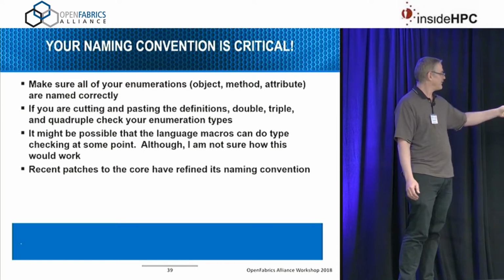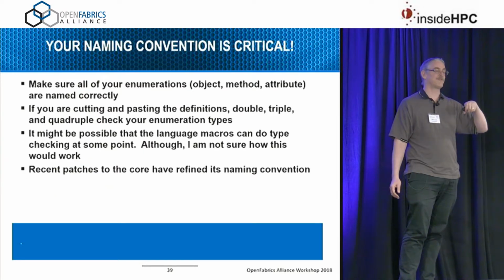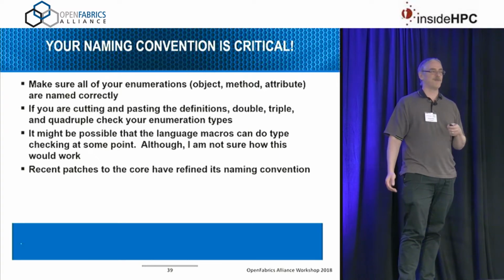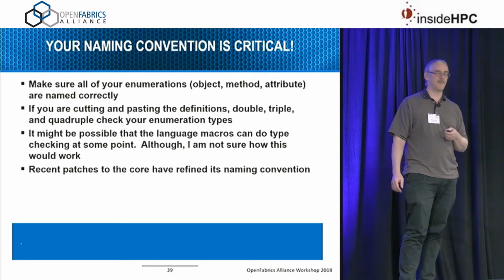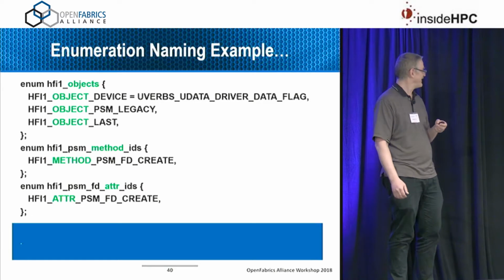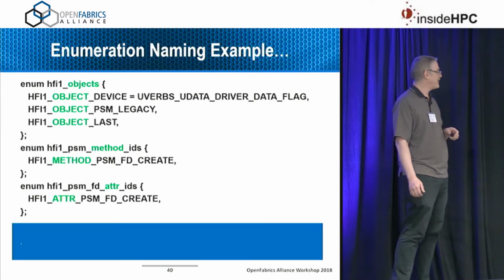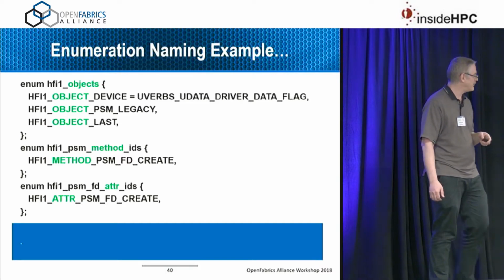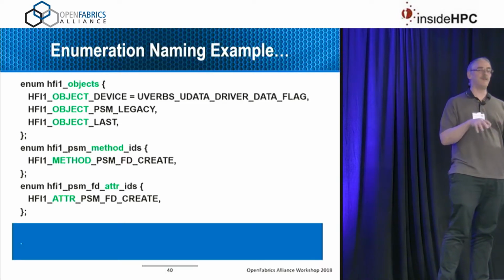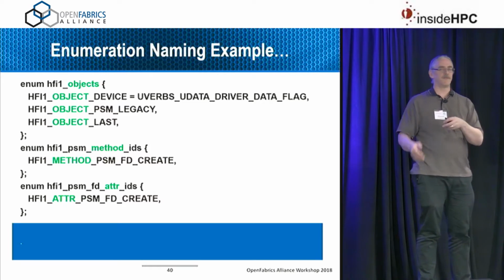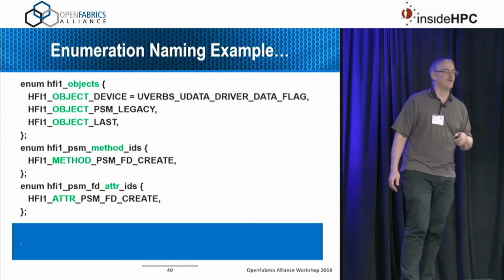And the recent patches that have come through the core have actually done exactly the same thing. And I was a little bit gratified to find that I had the same naming convention that they were using. So I put it in. You want to call your objects, your methods, your attributes. Make sure that you put them in there so you can really see them. So when you actually put them in all the different data structures or macros, you know exactly what you're looking at.